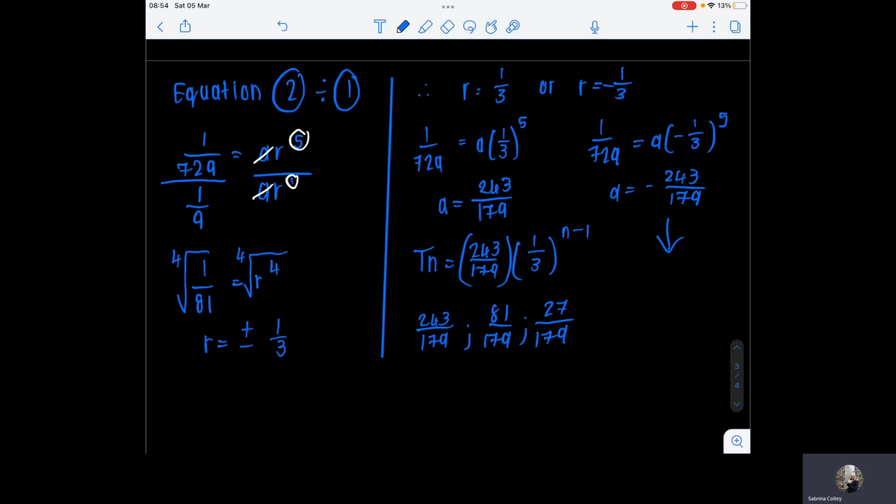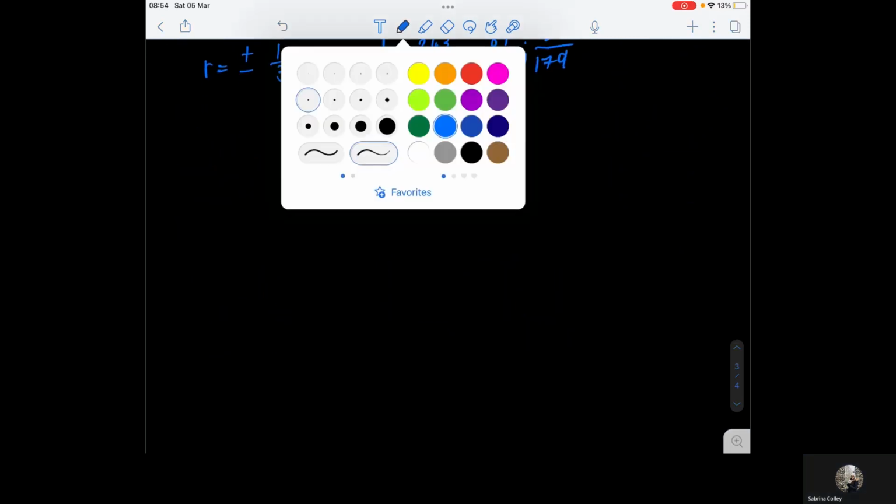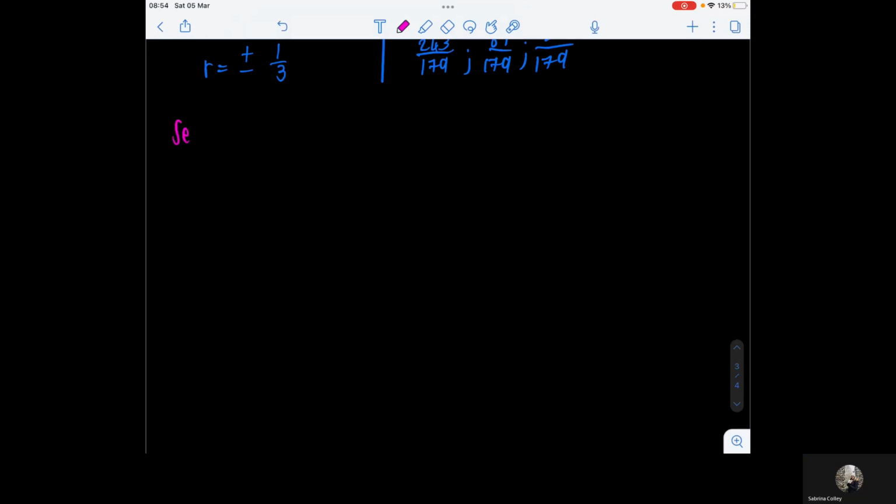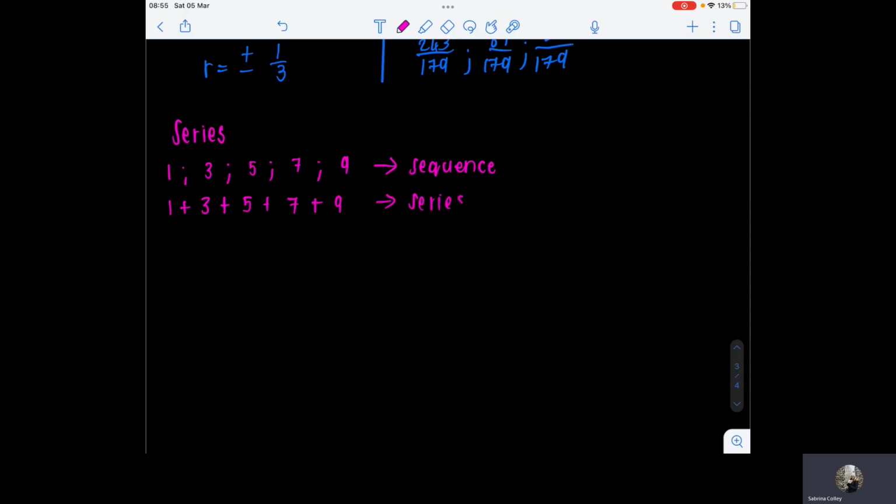Okay, let's have a look at series. Please make sure you understand the difference between the sequence and the series. So if my sequence is 1, 3, 5, 7, 9, okay, this is my sequence. My series is if I add all of these terms. So my outcomes are still the same. All I'm doing is adding them, and I call that a series.